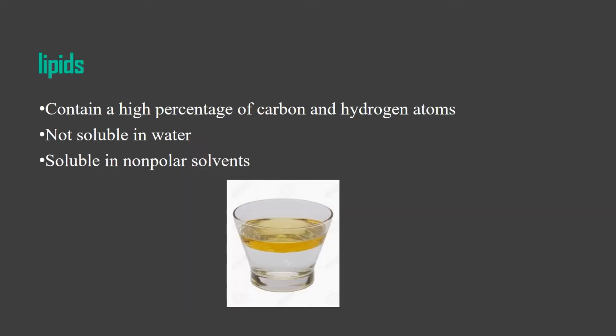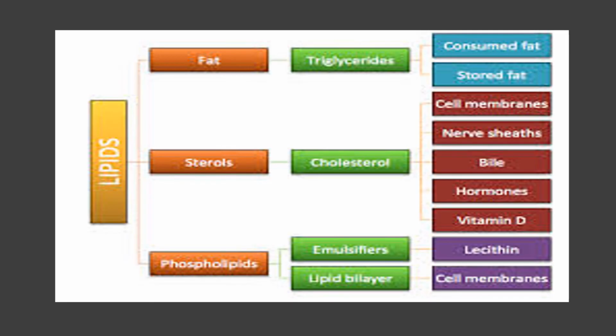Now, moving on to lipids. Lipids contain a high percent of carbon and hydrogen atoms. They are not soluble in water, but are soluble in non-polar solvents. You can just remember the picture of oil floating on top of water. Lipids can be divided into fats, steroids, and phospholipids. And these three sections or levels can be further divided into other branches as well.